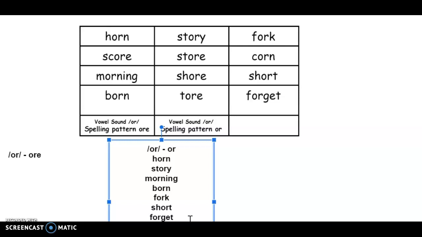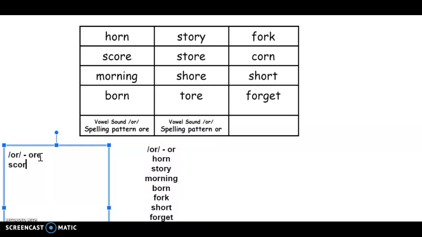Corn. Ooh, Miss Bear loves corn on the cob. Let's see if I got them all. I did. All right. So the OR sound can also be at the end of the word.